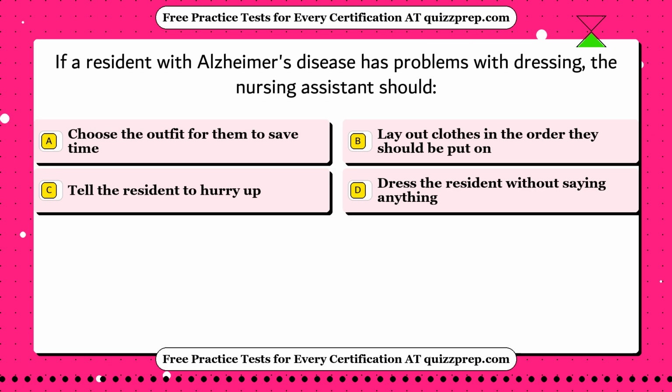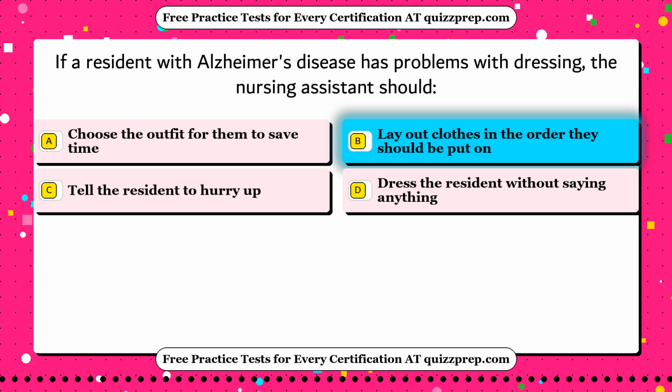If a resident with Alzheimer's disease has problems with dressing, the nursing assistant should: Option A, choose the outfit for them to save time. Option B, lay out clothes in the order they should be put on. Option C, tell the resident to hurry up. Option D, dress the resident without saying anything.